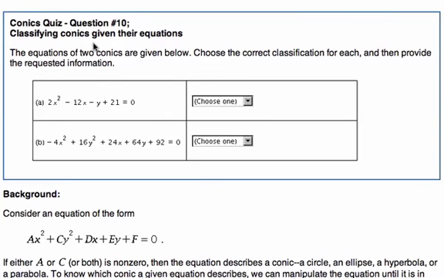When you're asked to classify conics given their equations, you need to remember how to put all of your equations into standard form. Okay, so you're going to get something that looks something like this, and you're going to have to determine what it is.